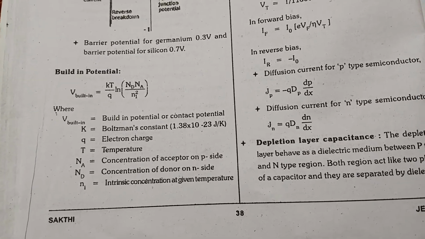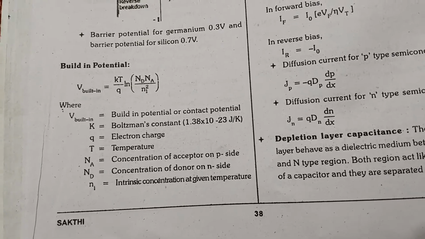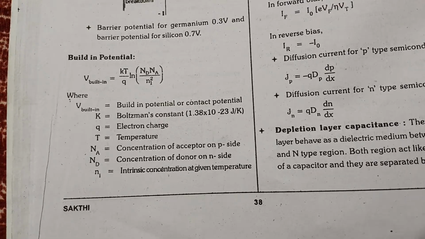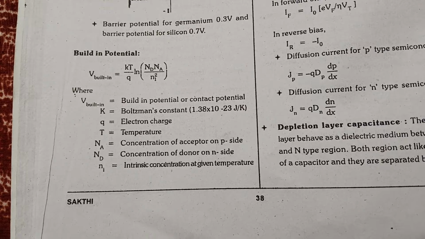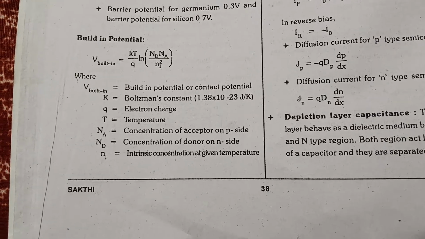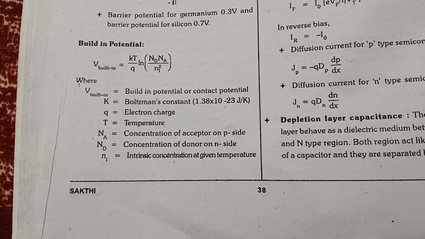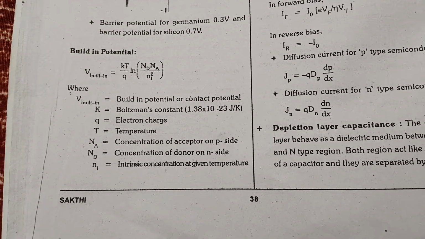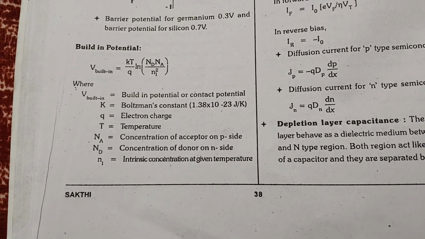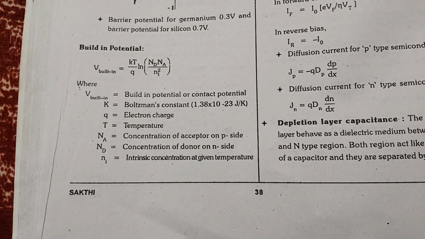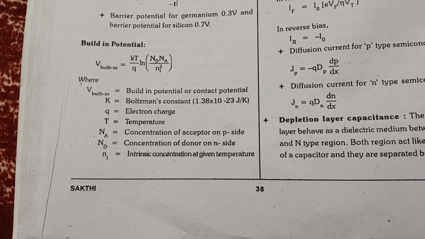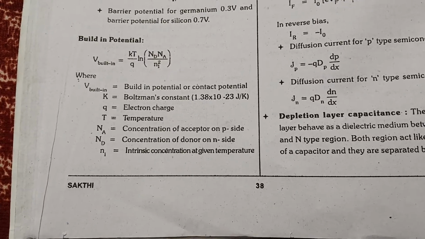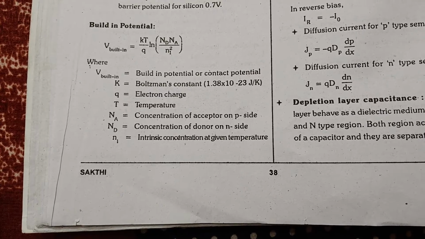Built-in potential. V built-in equals KT by Q ln of Nd Na by Ni square, where V built-in equals the built-in potential or contact potential. K is the Boltzmann's constant, 1.38 into 10 to the power of minus 23 joule per Kelvin. Q equals the electron charge.